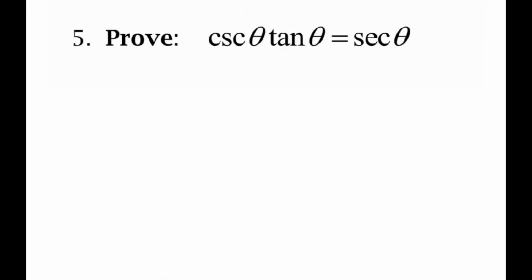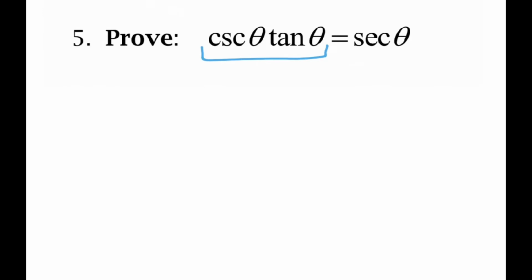Okay, number 5. We're going to prove that cosecant theta times tangent theta is equal to secant theta. So which side is the most complicated? This side on the left, it has more ratios. It is at least as complicated as the right-hand side. So we're going to just work on the left-hand side.